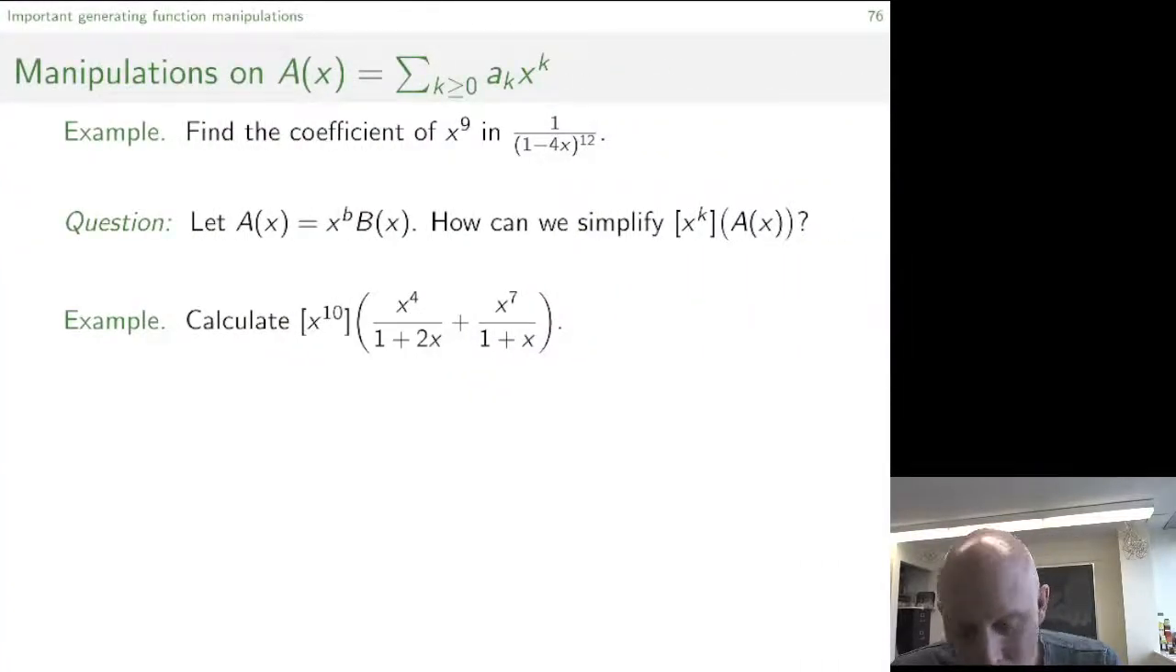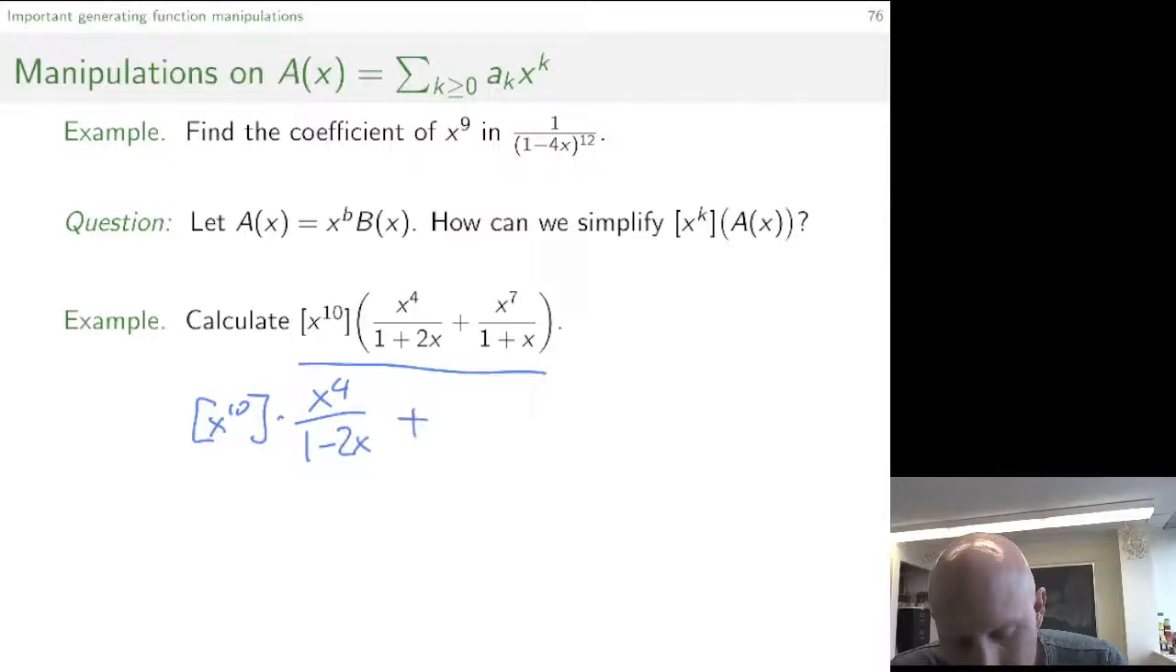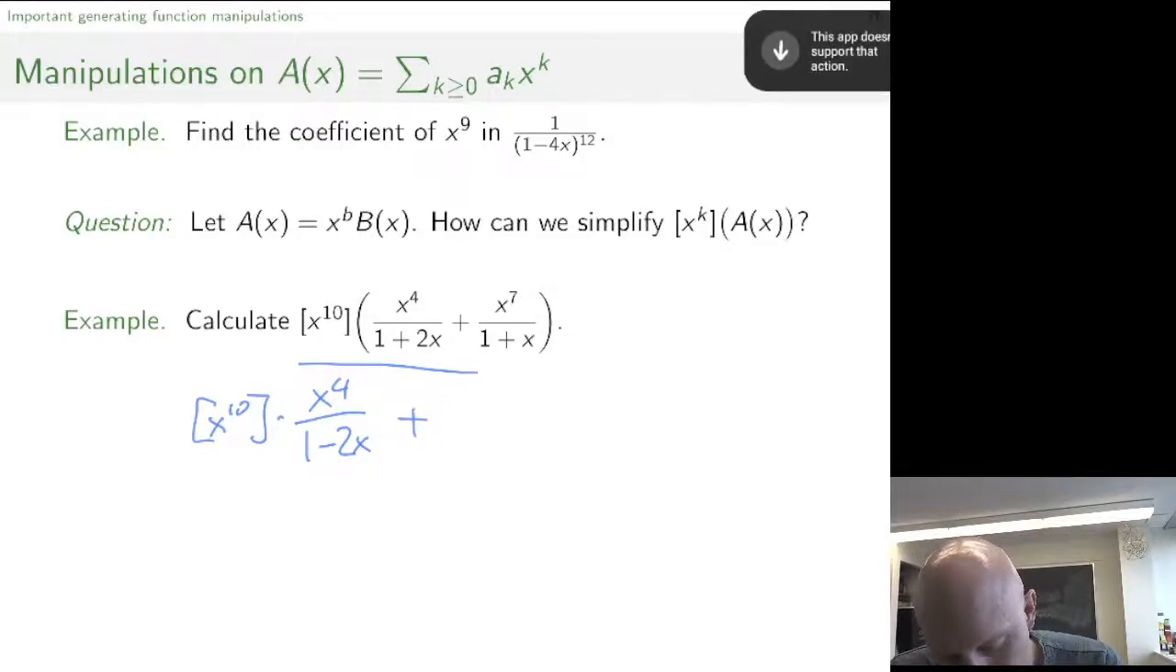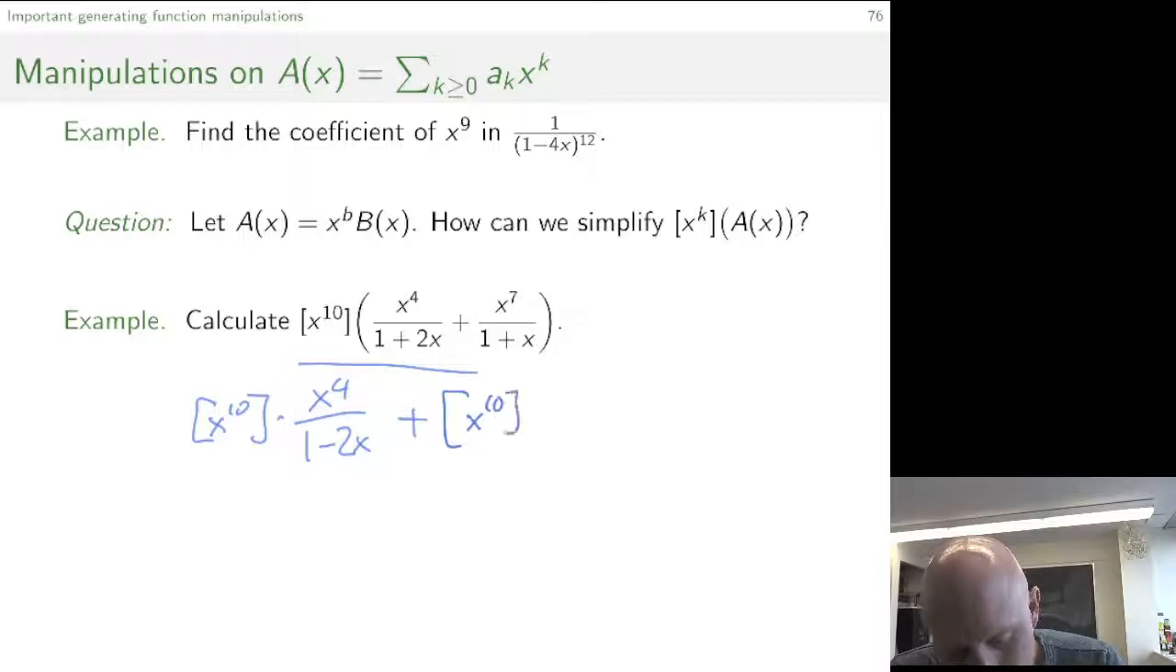So here's an example. Let's say you wanted the coefficient of x to the 10th in this expression. Well, let's break it down into two different things that we're looking for. x to the 10th times x to the 4th over 1 minus 2x, plus x to the 10th times x to the 7th over 1 plus x. So the coefficient of the whole sum is the sum of the coefficients of the different terms.